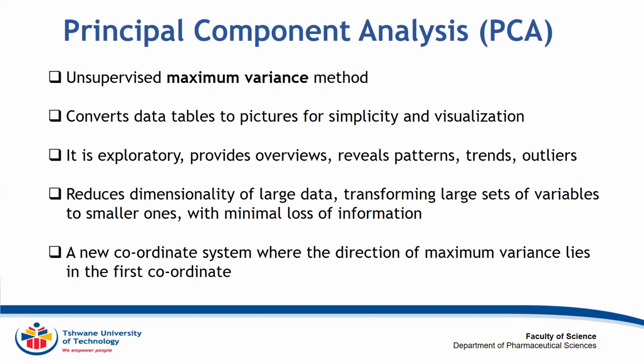Okay, so there's generation of a new coordinate system where the direction of maximum variance in your data lies in the first coordinate. And then there are many other coordinates that are formed in the PCA, but as the number of coordinates increases, the importance of these reduces because the variance also reduces as it models the data.